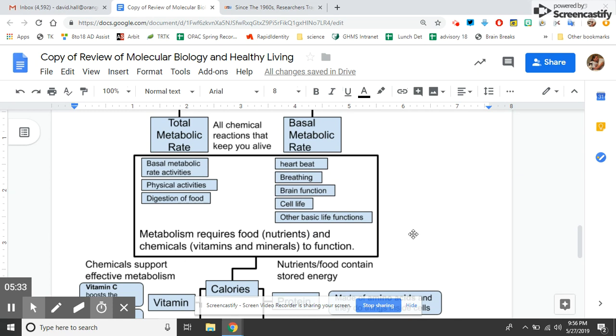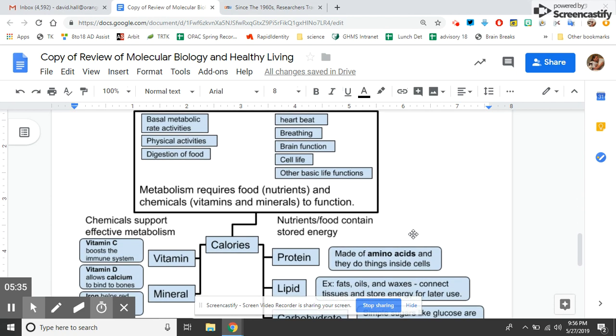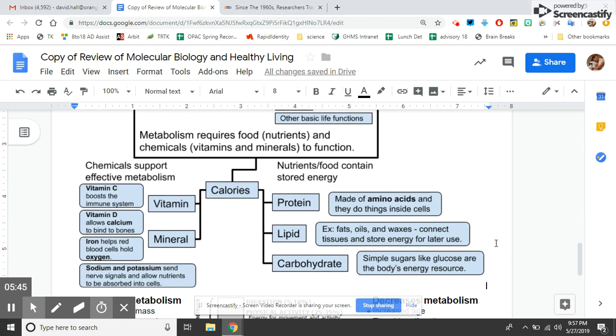Okay? So, nutrients in food contain stored energy, which is measured in calories. Proteins in your food, that's from meat, dried beans, peanut butter, and fun stuff like that, tofu. They're made of amino acids, and they do things inside cells. Amino acids are the building blocks of protein. Lipids are fats, oils, and waxes. They can connect tissue and store energy for later, like to hump up a camel.